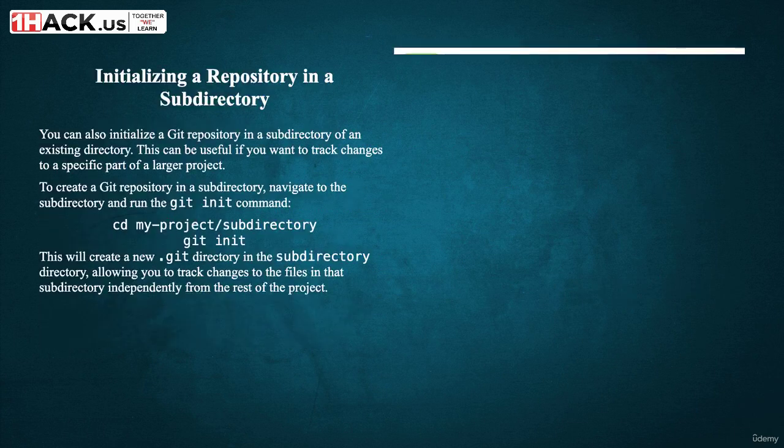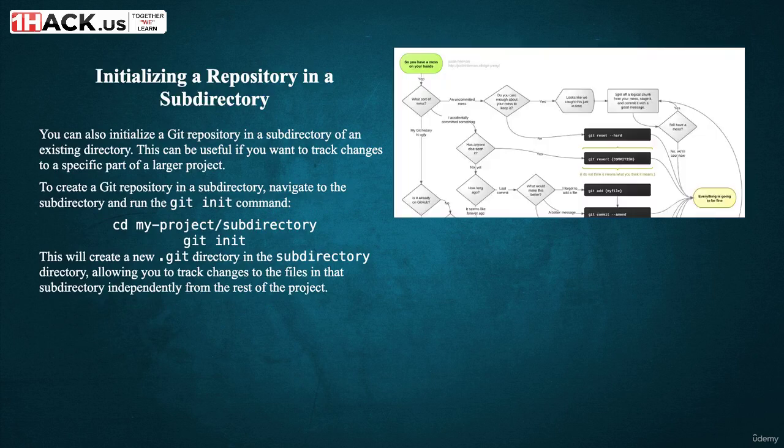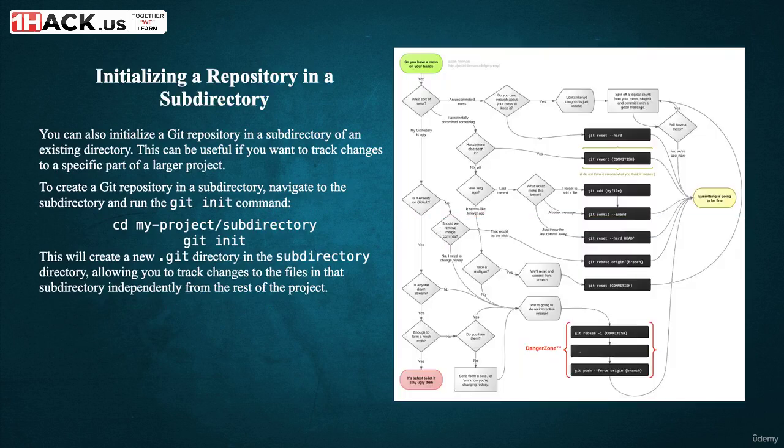Another useful feature of the git init command is the ability to initialize a Git repository in a subdirectory of an existing directory. This can be particularly helpful if you have a larger project with multiple components or modules, and you want to track changes to a specific part of the project independently from the rest of the codebase.